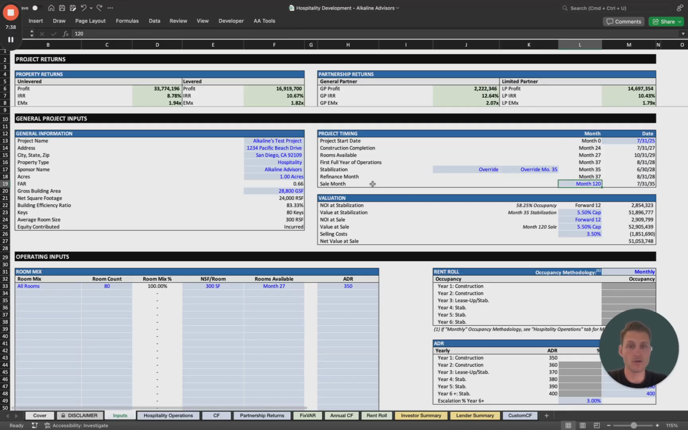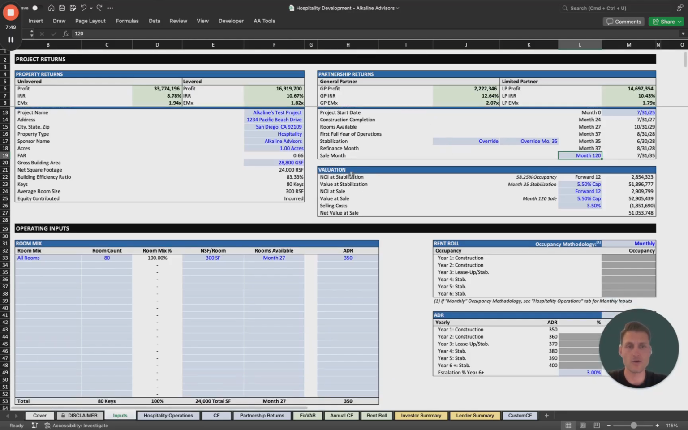So next, you'll have sale month. Here you can choose when you're selling the asset. So you'll notice if we update that to year 5 or month 60, you can see how everything will update accordingly. Next, we have the valuation.